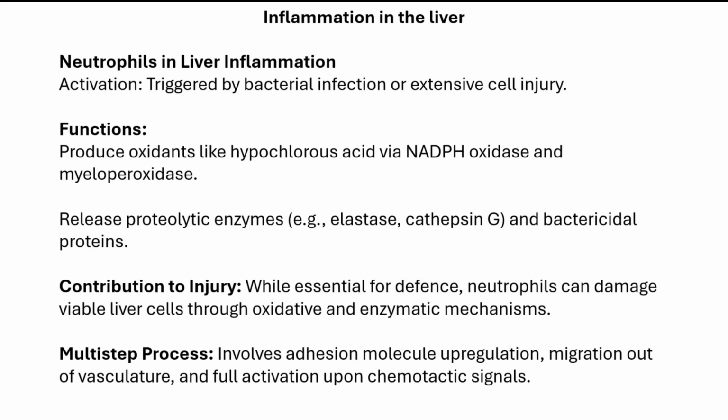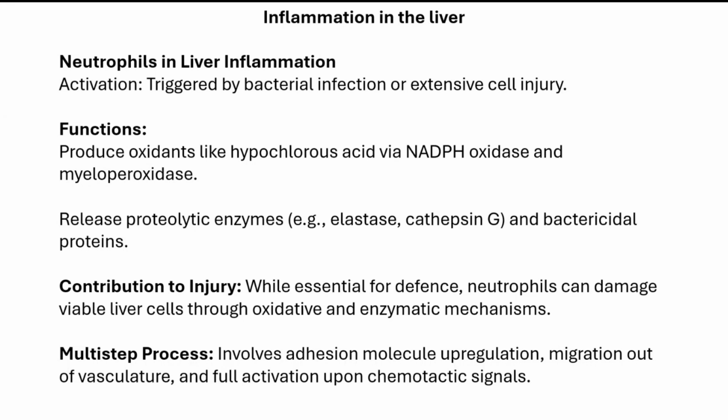Neutrophils in liver inflammation. Their activation is triggered by bacterial infection or extensive cell injury. Functions: they produce oxidants like hypochlorous acid via NADPH oxidase and myeloperoxidase pathways. They release proteolytic enzymes like elastase, cathepsin G, and bactericidal permeability-increasing protein.